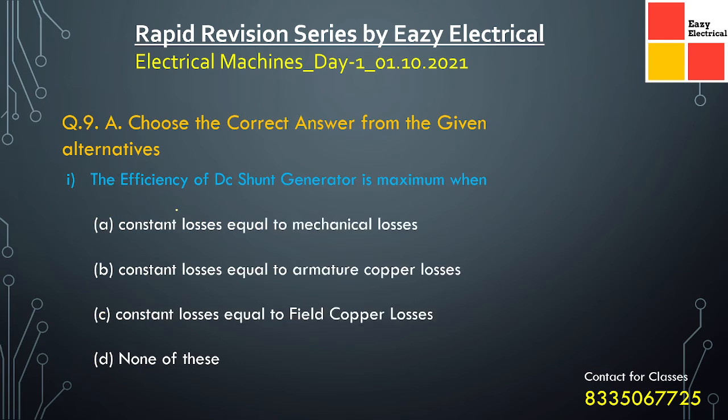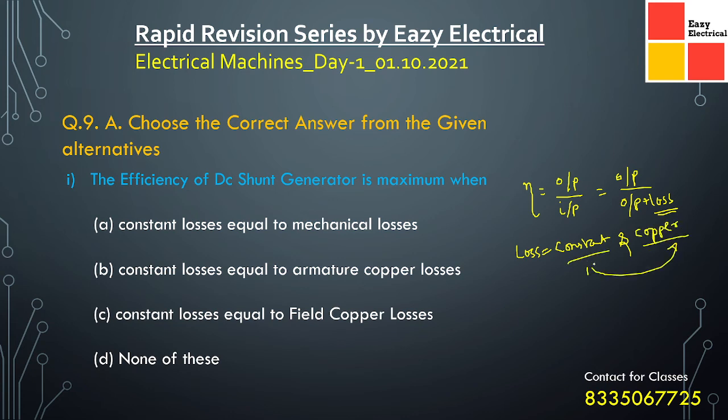Now coming to the next question. The efficiency of the DC shunt generator is maximum when? In general, efficiency is nothing but the output by input ratio. Now this can be written as output by output plus loss. When we see the losses, we basically find two components, that is a constant loss and the copper loss. If these two become equal, then we can say that the efficiency becomes maximum.